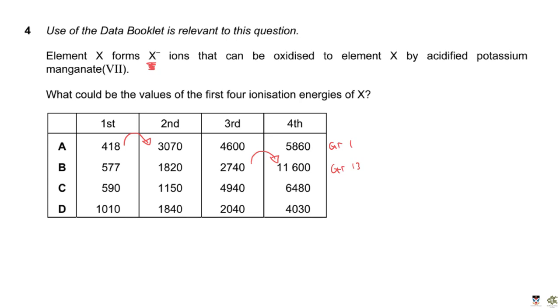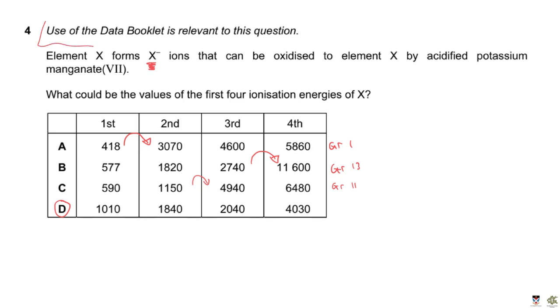If we look at option C, here we can see there's a big jump from the second to the third energy level. So this is probably an element in group 2. We're looking for something in group 7 or group 17, so we don't want to see any significant jumps within the first 4 ionization energy values. If we look at option D, you can see there's no big jump there. So that's our only option. So D must be the correct answer.